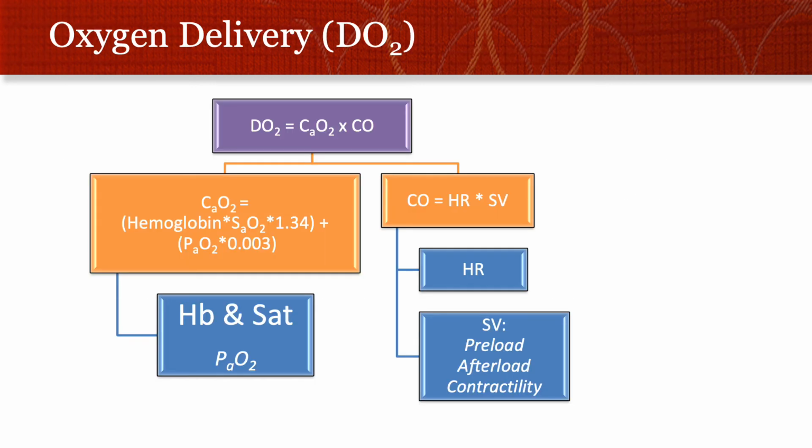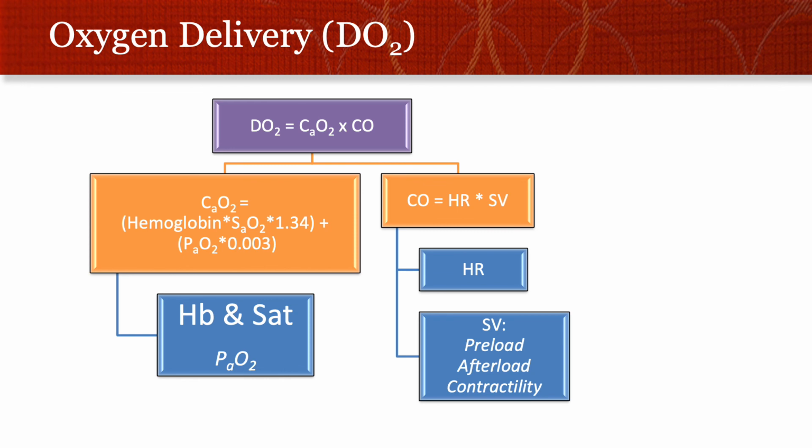Oxygen delivery involves a simple mathematic equation. DO2, or delivery of oxygen, equals the carrying capacity of the arteries for oxygen times the cardiac output. Fairly straightforward. How much oxygen is in the blood times how much the blood goes round and round.